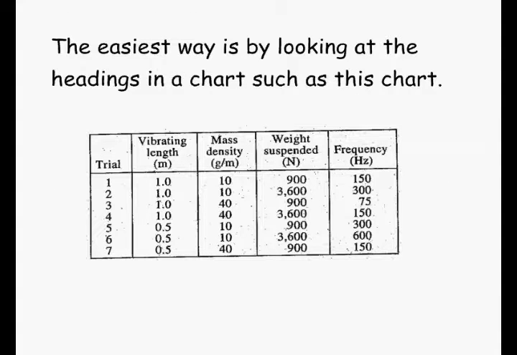The easiest way is by looking at the headings in a chart, such as this one. We look at the headings and we see that there's vibrating length, mass density, weight suspended, and frequency. We also want to take note of the different units, such as meters, grams per meter, newtons, and hertz. These are always represented in parentheses near the variable.